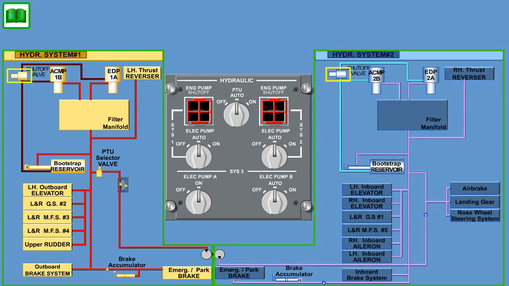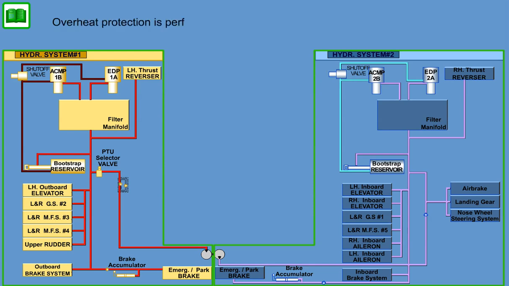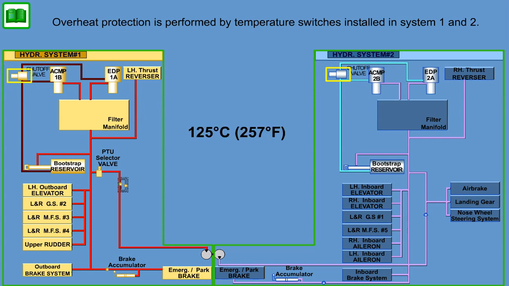Firewall shutoff valves are located in the EDP suction line for Systems 1 and 2. Overheat protection is performed by temperature switches installed in System 1 and 2. They will cause automatic closing of the relevant firewall shutoff valve in the event hydraulic fluid temperature reaches 125 degrees Celsius, 257 degrees Fahrenheit. Once a switch is tripped, the firewall shutoff valve will close and stay closed.